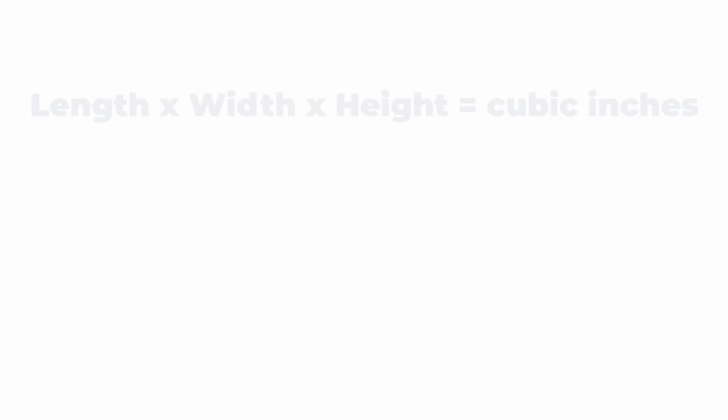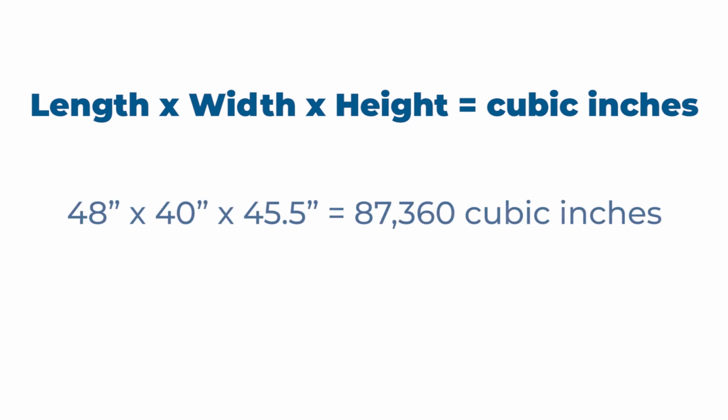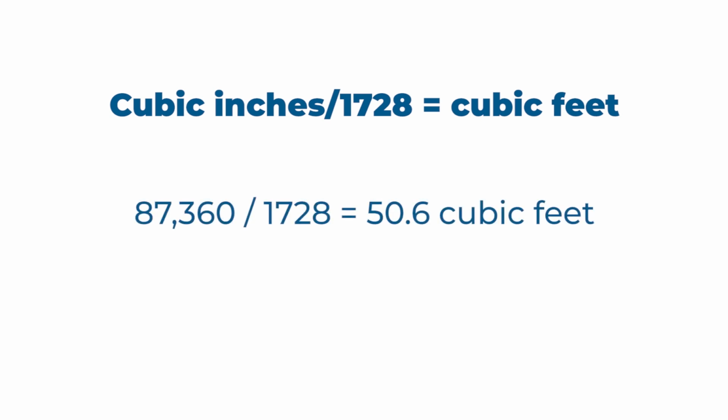So we'll use the following calculations with this information. Remember your formulas. Length times width times height equals cubic inches. In this case of the hosing, that's 48 inches times 40 inches times 45.5 inches equaling 87,360 cubic inches. The next formula in calculating freight class, that's cubic inches divided by 1,728, equaling our cubic feet. And using the hosing number, that's 87,360 divided by that 1,728, and that is 50.6 cubic feet.